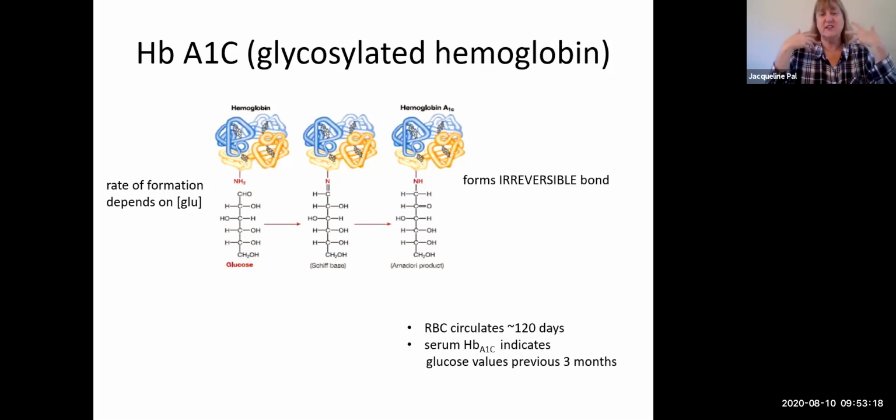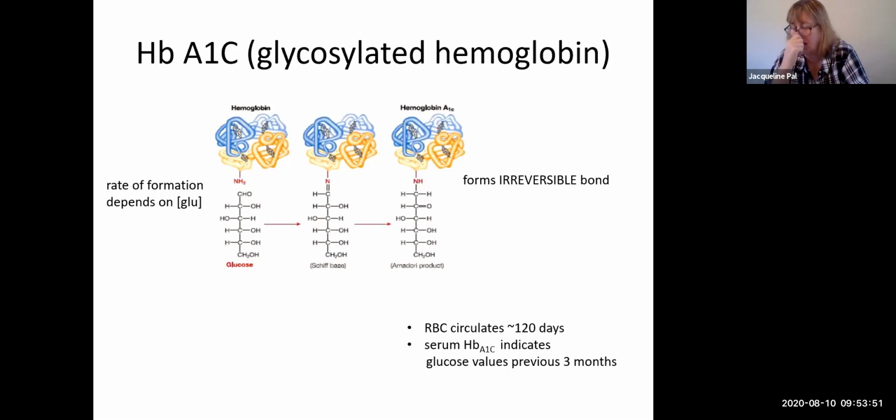Now, if you have this feast, or if you're feasting all day and your glucose levels are high for prolonged periods of time, then you're going to have a higher percentage of glycosylated hemoglobin. By glycosylated hemoglobin, what I mean is that on the hemoglobin molecule there's an amino group to which the glucose can attach, okay? And this is an irreversible bond. So even if you starve yourself and are hypoglycemic, this bond will not break.